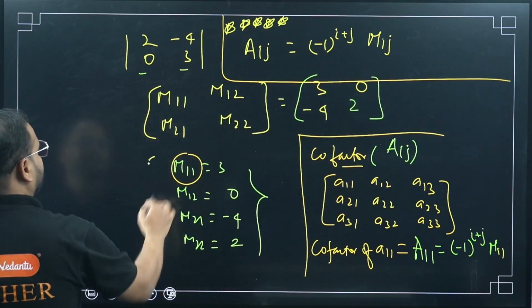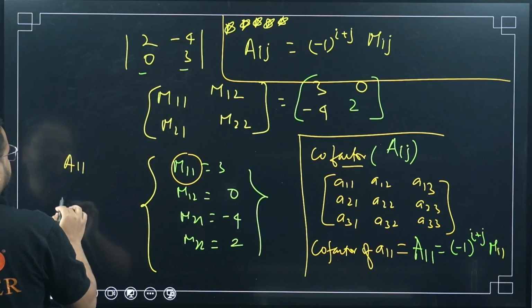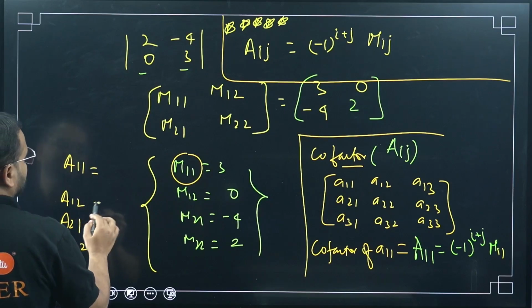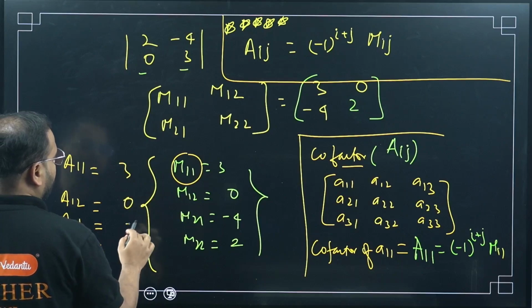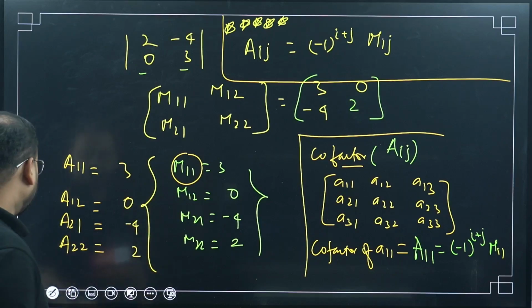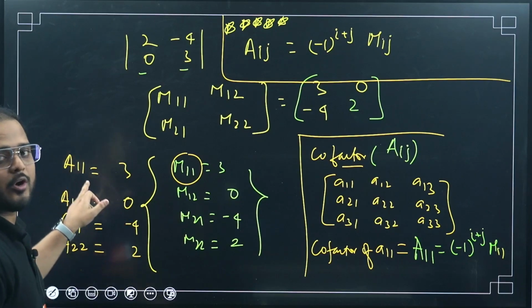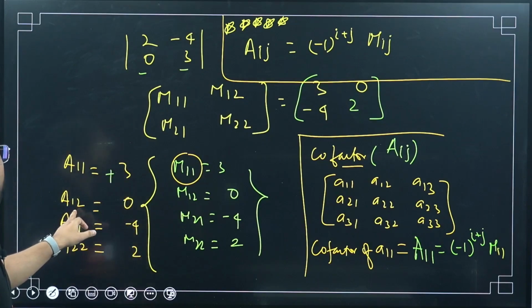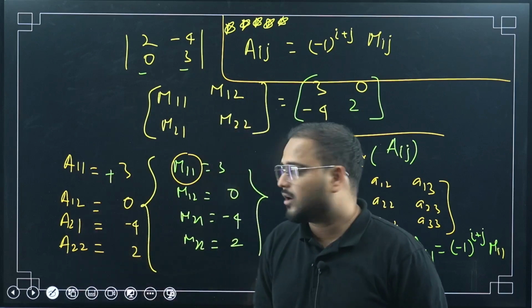For example, for this case, let me write it over here only. A11, A12, A21 and A22. So what did I say? The first step, write the minors: 3, 0, minus 4 and 2. And how do we write the sign? Please check the signs now. A11, even or odd? 1 plus 1, even, so plus sign. A12, even or odd? Please see here. Odd, so minus.